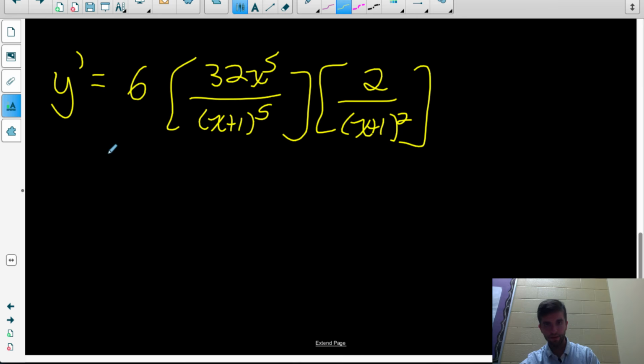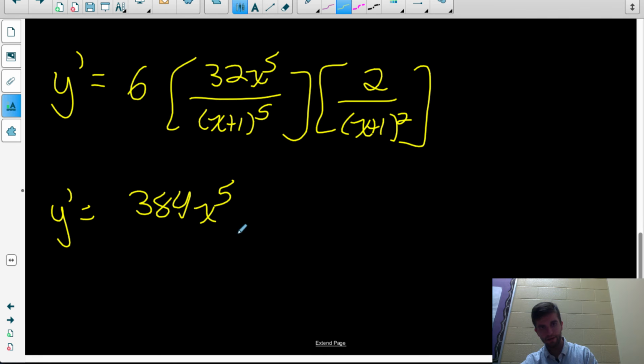And when we multiply this out, we're going to have 6 times 32 times 2, which is 384. So I've got 384 x to the 5, and then multiply the denominators. Well, it's 2 powers of the same base. Add the exponents, I get 7.